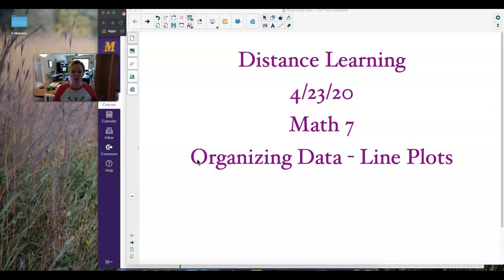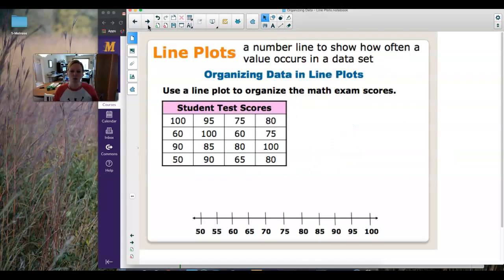So today we are going to do something pretty simple, which is organizing data by using a line plot. A line plot's a really simple thing to do. So we're going to look at this first problem. A line plot is just a number line. So really just make a number line, not anything difficult. And you're going to show how often a value occurs in a data set. This is just a way to organize the data.